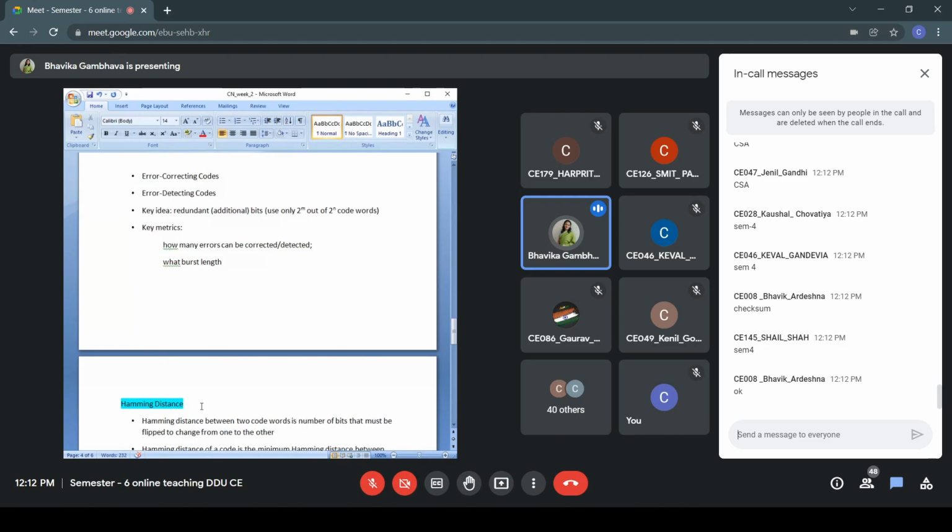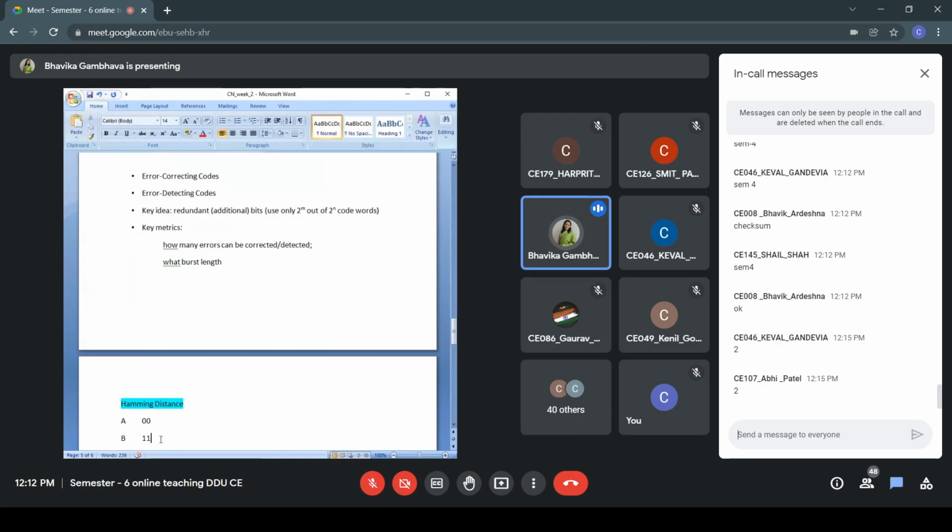Now let us talk about Hamming distance. Okay, so Hamming distance, if I'm giving you two codes, A is 0 0. Whenever I want to send A, I'm sending 0 0, and whenever I want to send B, I'm sending 1 1. So here, A and B, how many bits are different in them?